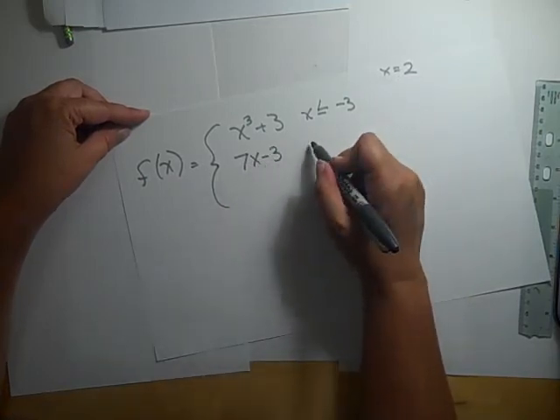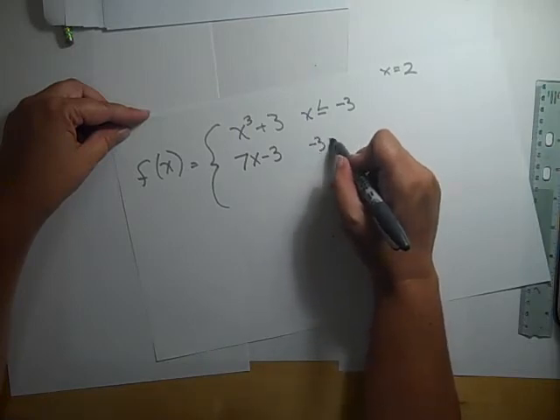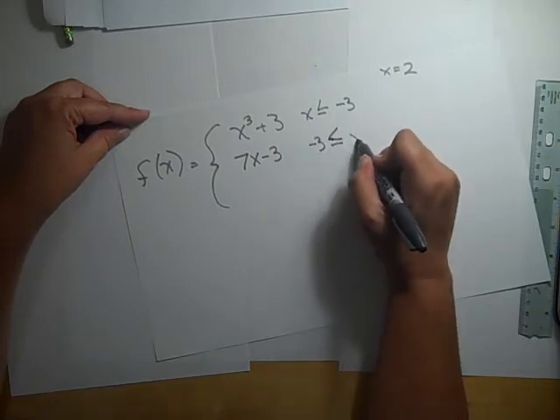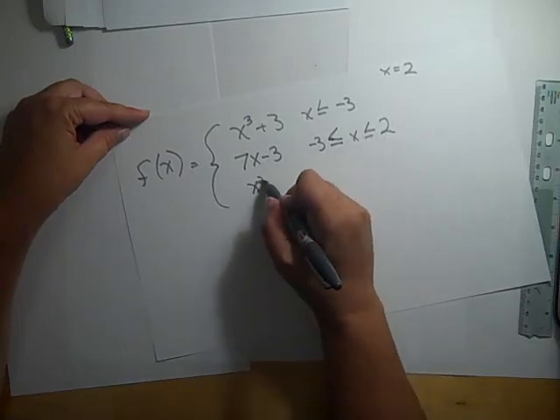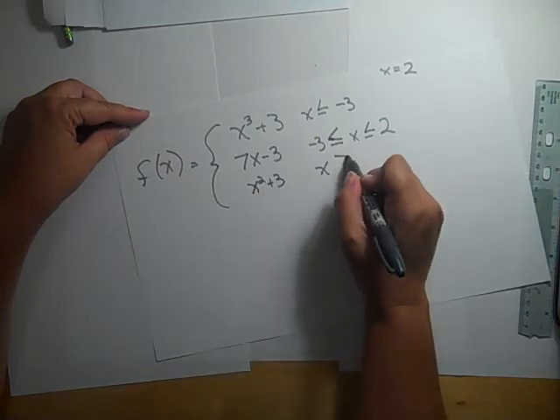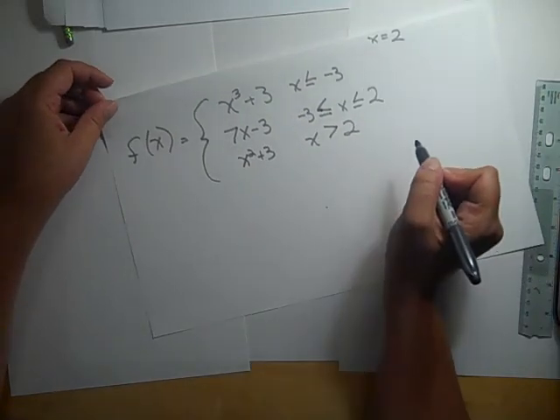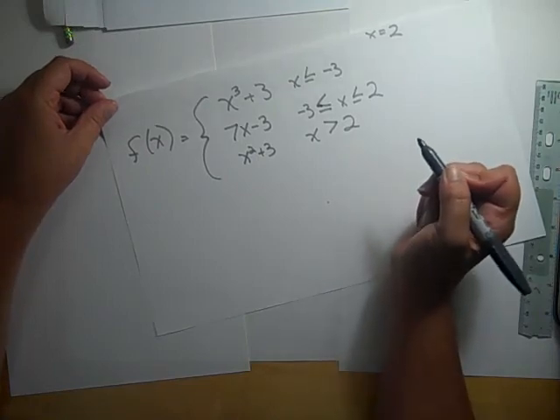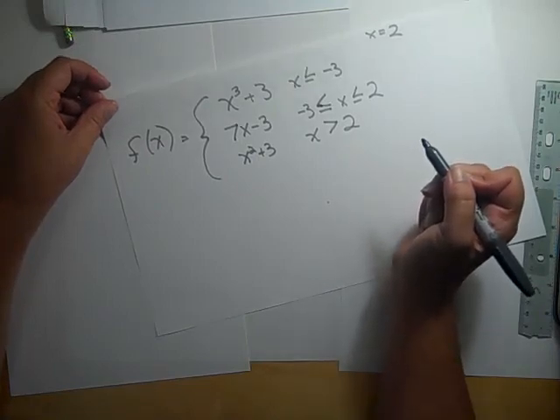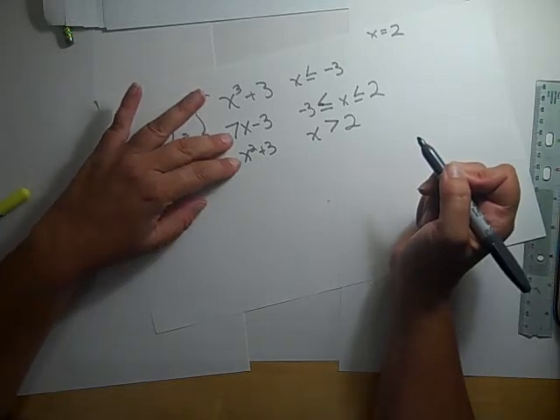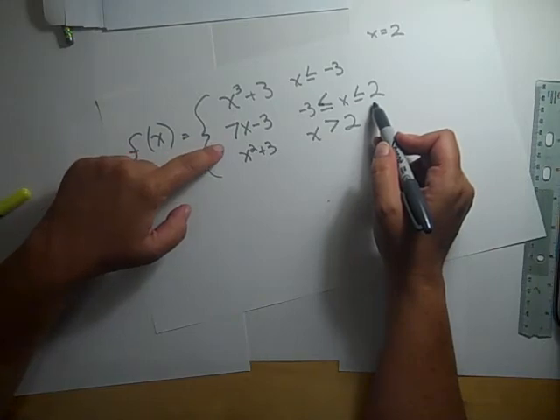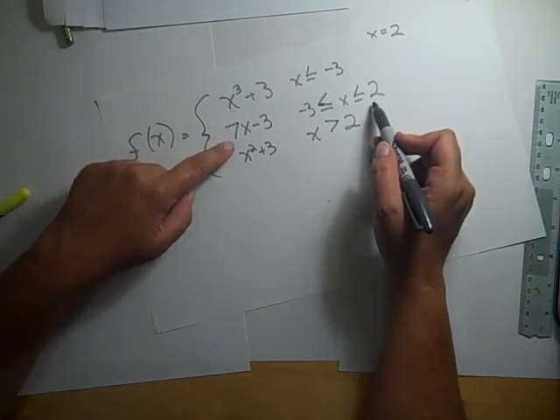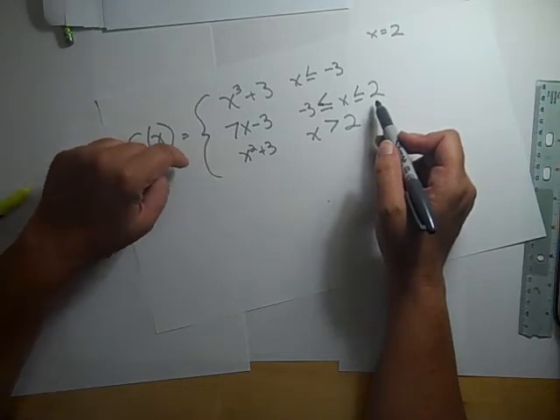7x minus 3 when it's between negative 3 and 2. Oh, so there's our 2. And then x squared plus 3 when x is greater than 2. So why is it discontinuous? Well, it's nice they told us that. So I'm going to guess it's discontinuous because these two limits don't agree, right? Because f of 2 is defined. F of 2 would equal 11, right?